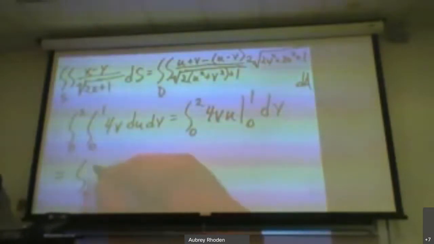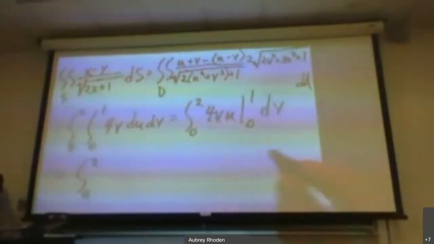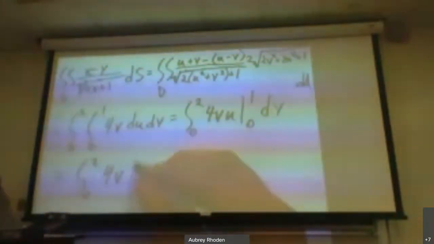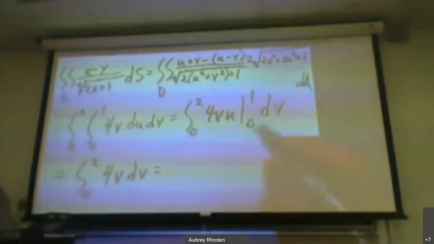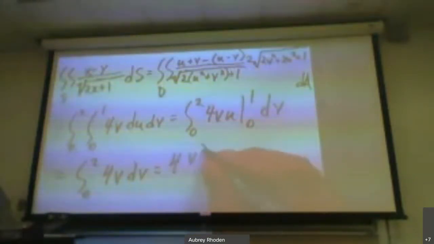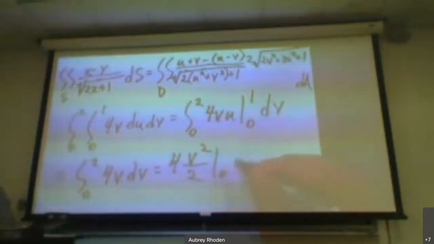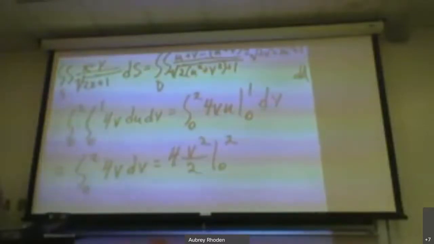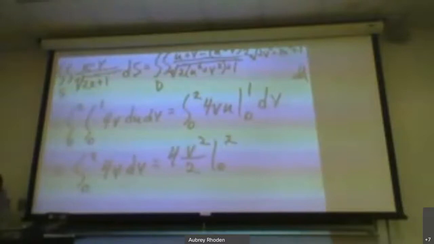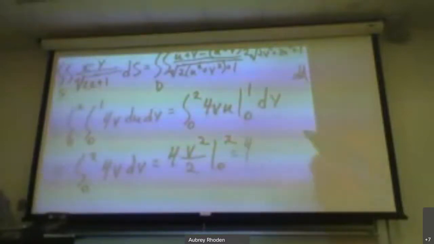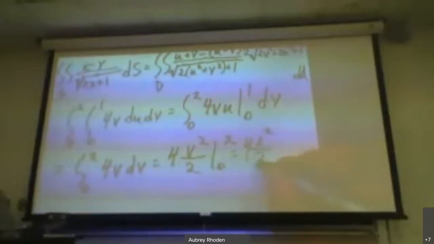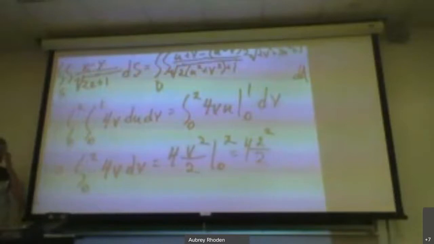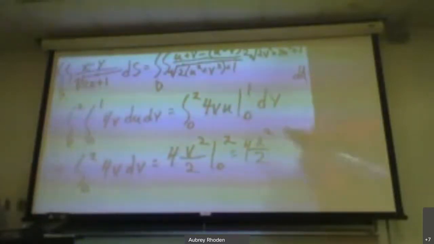And so that becomes the integral from 0 to 2 of just 4v with respect to v. And so that becomes 4 times v squared divided by 2 evaluated at 0 and 2. And that becomes 4 times 2 squared divided by 2. All right, now 2 squared divided by 2 is 2. And that becomes 2 times 4, which is 8.